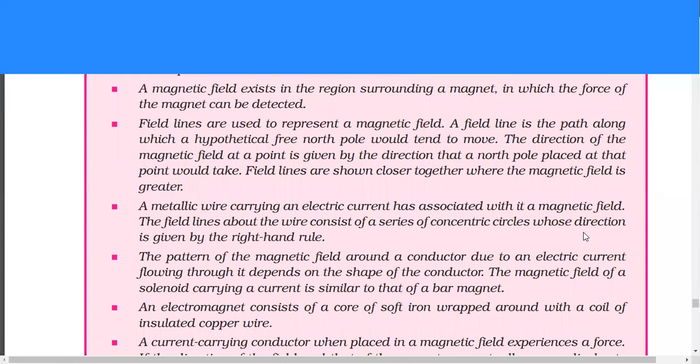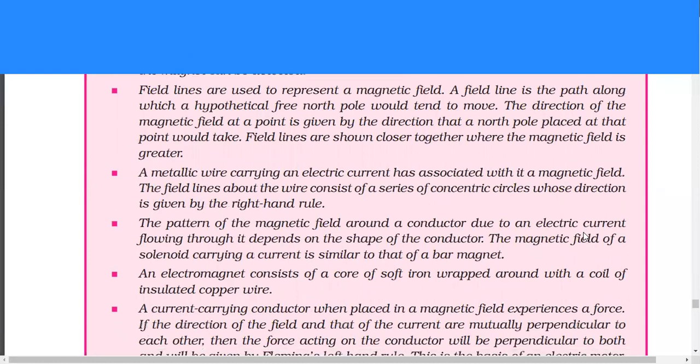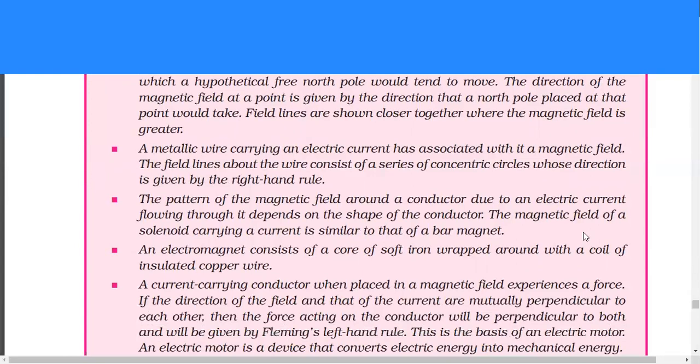Field lines are used to represent a magnetic field. A field line is the path along which a hypothetical free north pole would tend to move. The direction of the magnetic field at a point is given by the direction that a north pole placed at that point would take. Field lines are shown closer together where the magnetic field is greater.